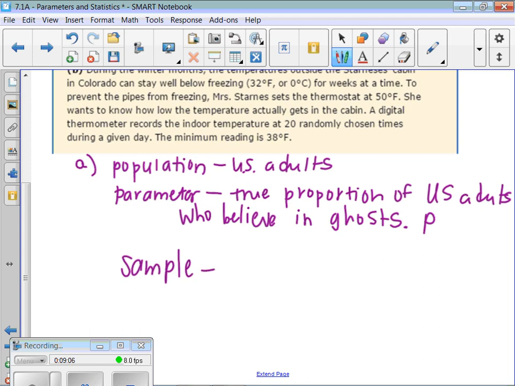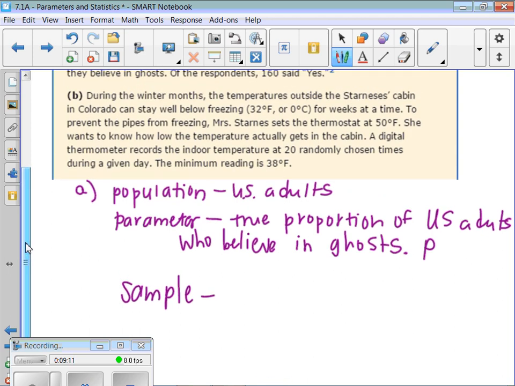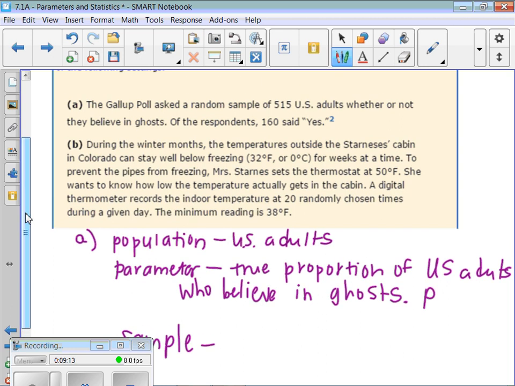And then we have the sample. Again, sample is a sentence, not a number. We're looking for a description. Who is the sample talking about in this particular problem? So raise your hand if you know what the sample is. What do you think, Kelly? Yep. It's the people we actually sampled, right? The 515 U.S. adults that we decided to ask, do you believe in ghosts?